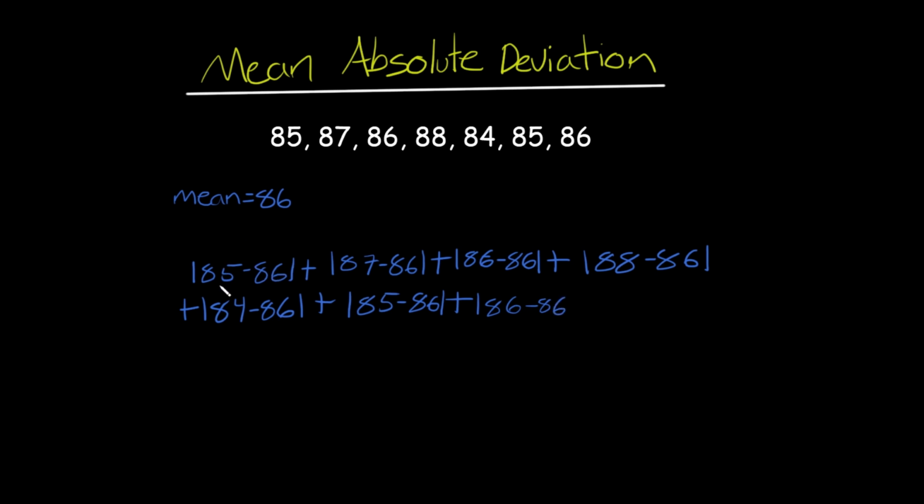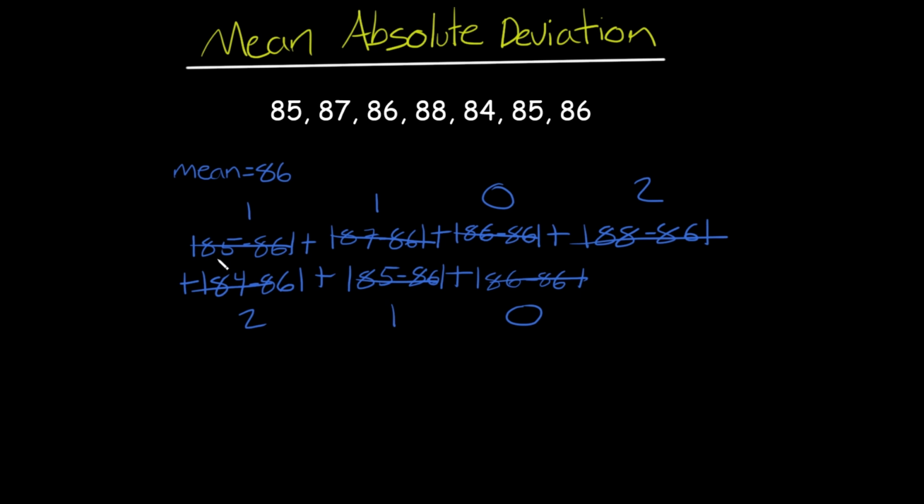And let's see, this is going to be 1, this is going to be 1, this is going to be 0, this is going to be 2, this is going to be 2, this is going to be 1, and then this is going to be 0. So right here, the sum of the distance from each point is going to be 1 plus 1 is 2, 4, 6, 7.